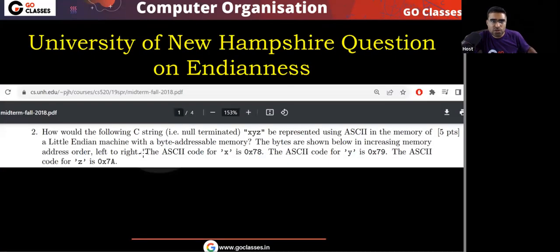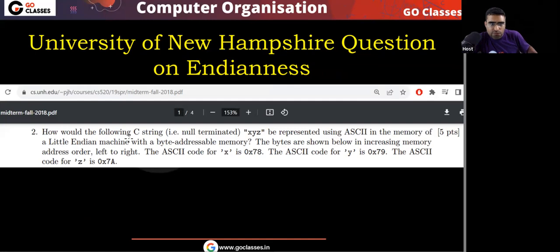Tell me the answer for this question. This is a question from University of New Hampshire. You can see University of New Hampshire question on Endianness. And this is a very beautiful question. Let's solve it. Read the question carefully and tell me the answer. This is a beautiful standard question. I want correct answer from you.